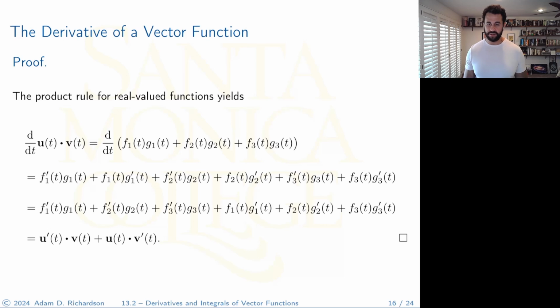Now you can move things around a little bit. So shift things around. Let's see, this and then this gives you this, and then the rest. But if you squint your eyes a little bit and just look at the pieces, this is actually just the dot product of u prime and v, and then u and v prime. So u prime dot v plus u dot v prime. And that's the proof. Cool stuff, huh?